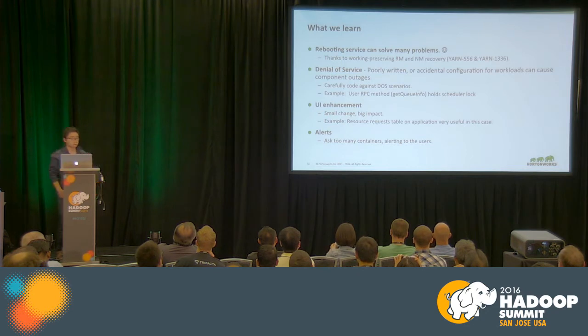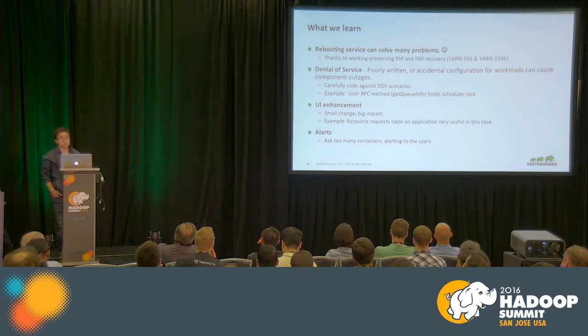Also, another thing we learned is denial of service. Like this case, poorly written or accidental configuration for your workloads can cause component outages. As developers, we should carefully code against those scenarios.